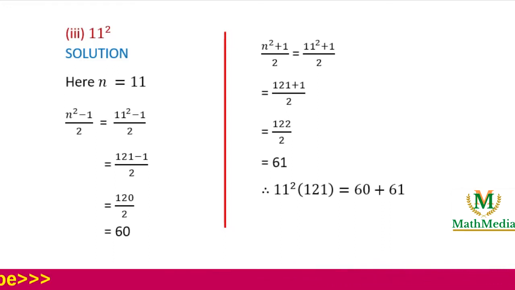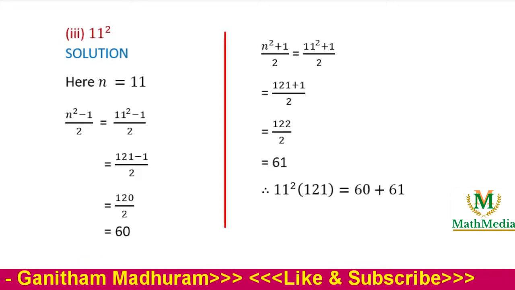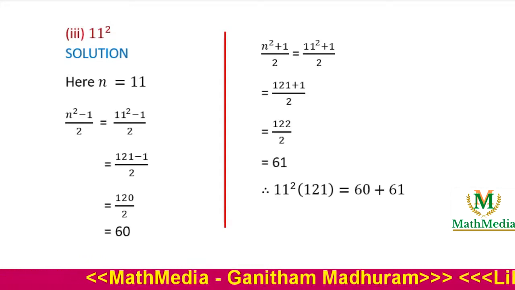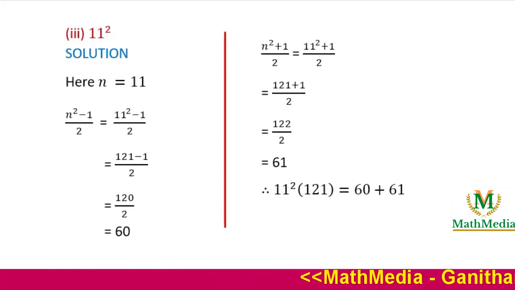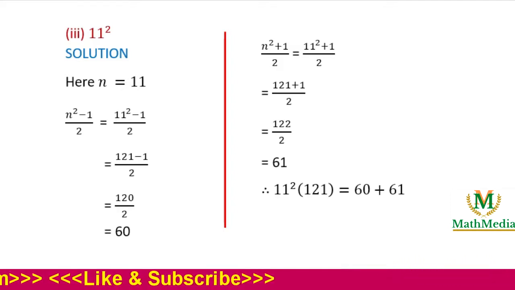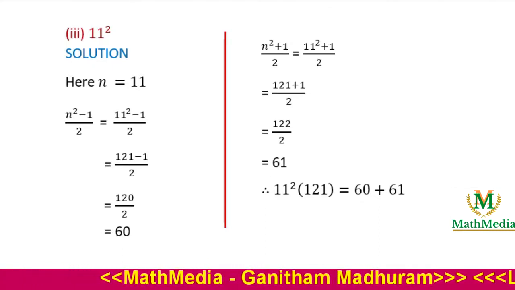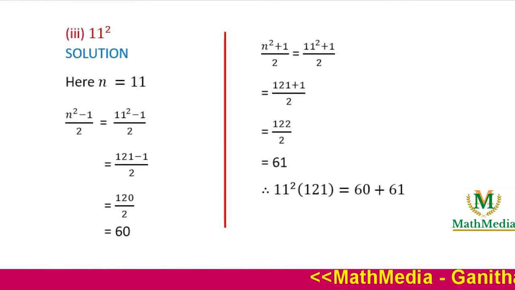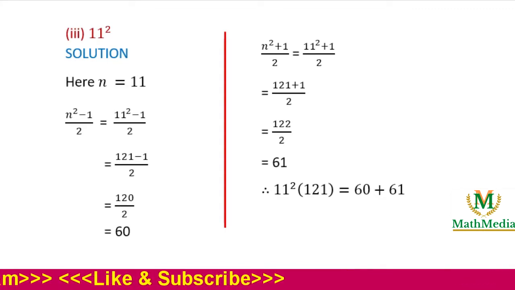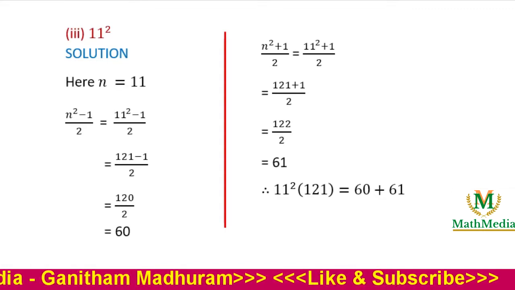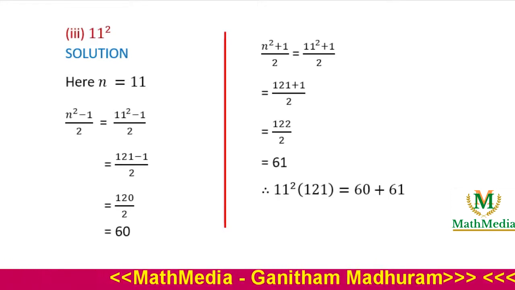Now children, I am giving some assignment. You find the squares of 15, that is 15 square, 21 square and 25 square expressed as a sum of two consecutive integers, and write your answers in the comment box. Don't forget to complete this assignment.